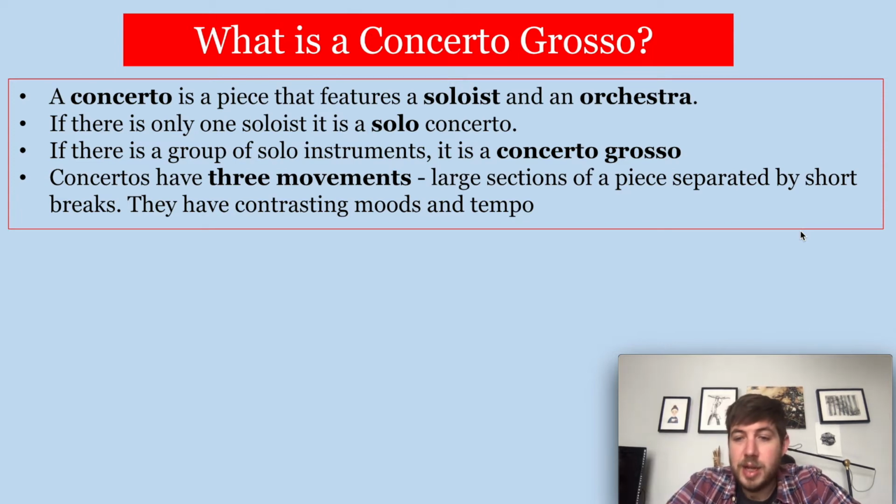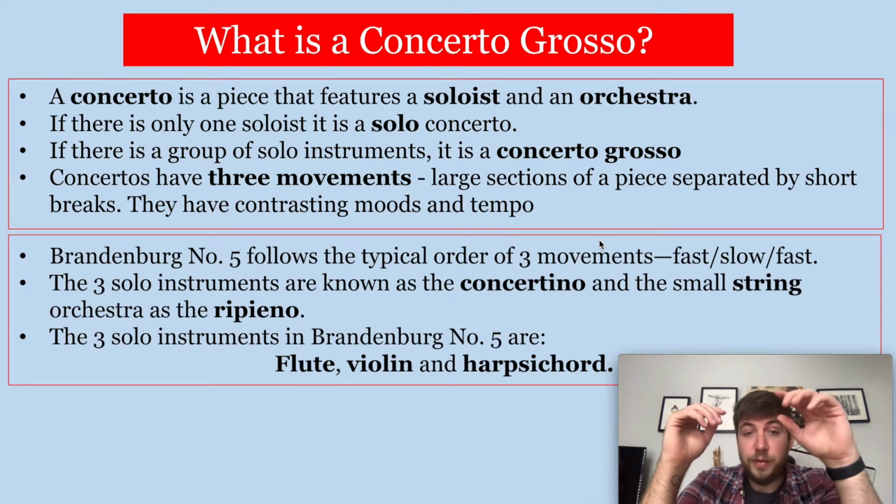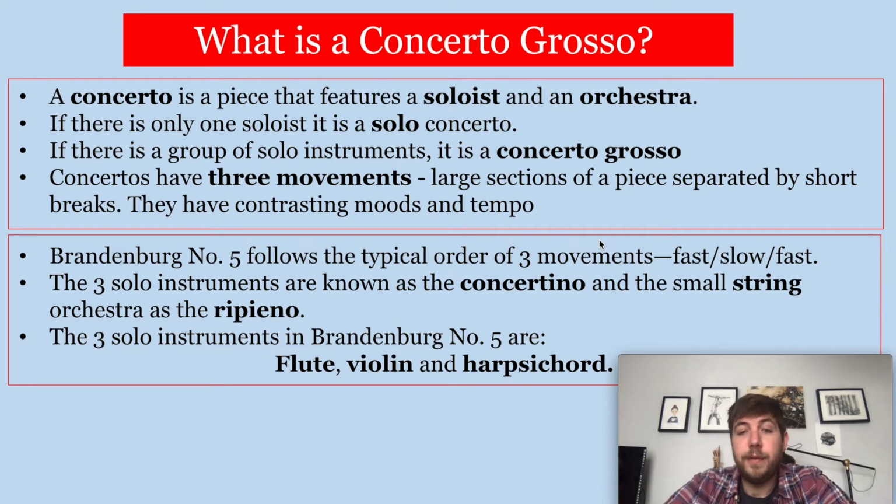Now, concertos tend to have 3 movements, large sections of pieces separated by short breaks, and each movement has a contrasting mood and tempo. Now, Brandenburg No. 5 follows the typical order of the 3 movements. You have a fast section to start off with, fast movement, then move to a slower movement, and then back to a faster movement.